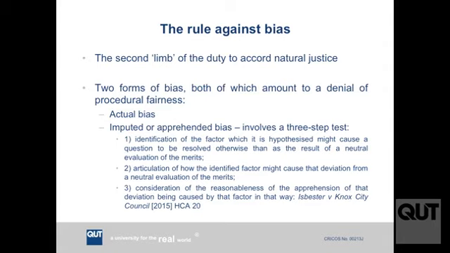The second step is to articulate how the identified factor might cause that deviation from a neutral evaluation of the merits. So what's the connection between the factor identified in the first step and the actual decision that was made? The third step is to consider the reasonableness of the apprehension of that deviation being caused by that factor in that way. Is it close enough to be considered a logical connection?